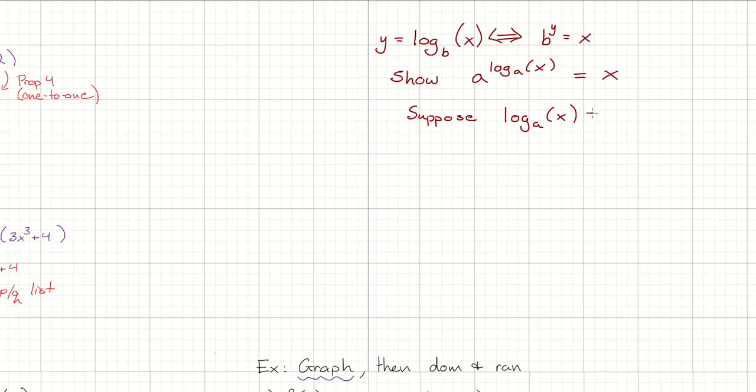Could I say that this is equal to y if we wanted to? Everybody okay with that? I'm just saying it's a number. Which means we could now say that this becomes a to the y equals x. Everybody cool with that? Nothing too crazy going on. Everybody agree? If we look at what we're trying to show, let's just think about how this is going to work. This looks a little bit nicer. Would everybody agree?